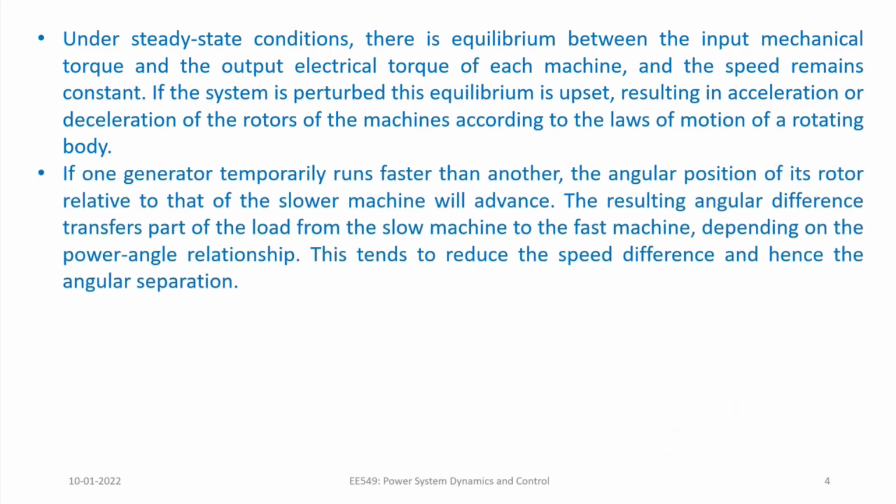If one generator temporarily runs faster than another, the angular position of its rotor relative to that of the slower machine will advance. The resulting angular difference transfers part of the load from the slow machine to the faster machine, depending on the power angle relationship. This tends to reduce the speed difference and hence the angular separation.